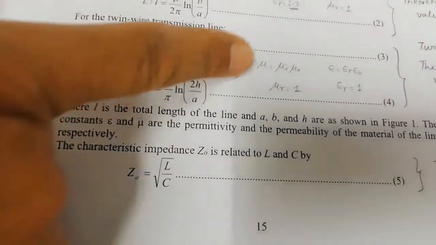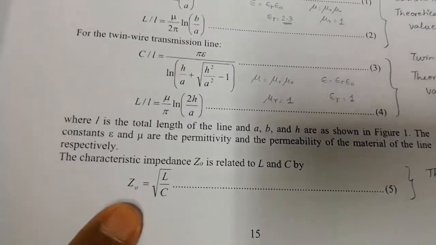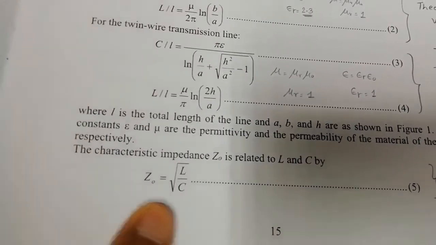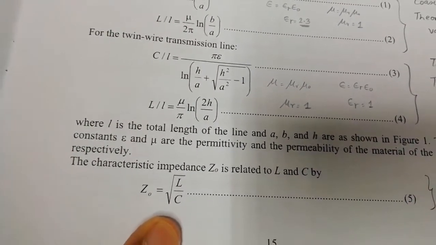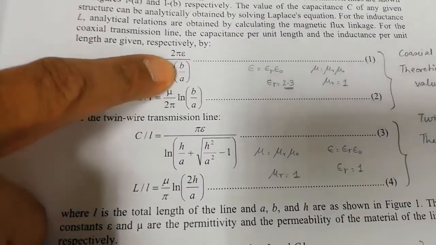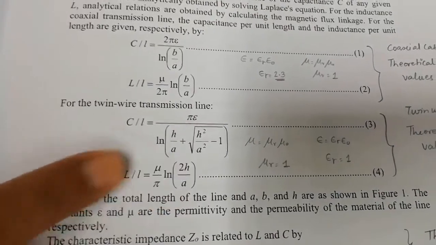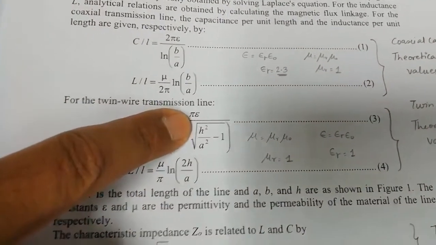In the theoretical one, these are the expressions that we are going to use, and this is called the characteristic impedance of the transmission line, which is root of L over C. Now as you can see, there are some variables here, a and b, and epsilon, mu. Here also a, h, mu, and epsilon.